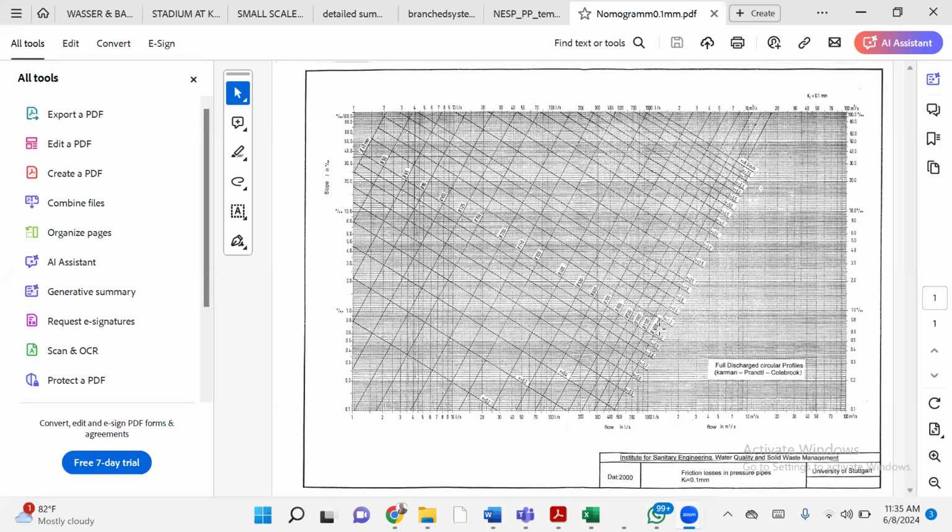Last week I said that as a simple principle of design, your velocity should not be less than 0.3 and it should not be more than 3. That is the standard. The velocity, the speed of water flow, should not be less than 0.3 and should not be more than 3. If it's too low, it's a problem. If it's too high, it's a problem.